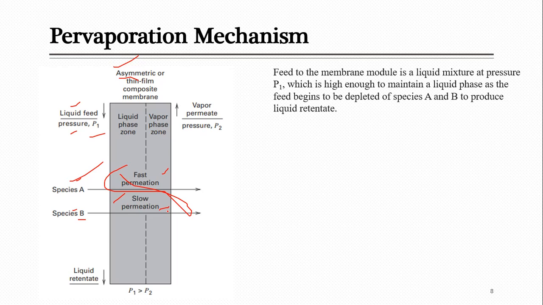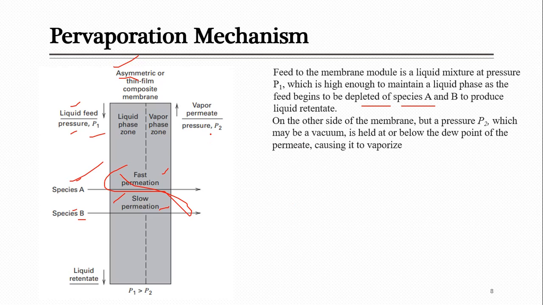As in the first diagram we have seen, there were some red and white circles, and the white circles can diffuse in a large amount compared to the red ones. So the red will also pass through, but only a small amount. So even when the feed is depleted, meaning some component has permeated through the membrane and been removed, it still exists in liquid form when it is leaving the feed side as a retentate.